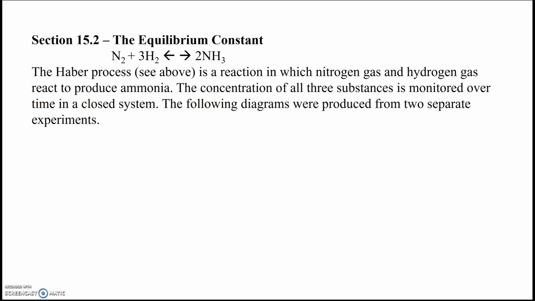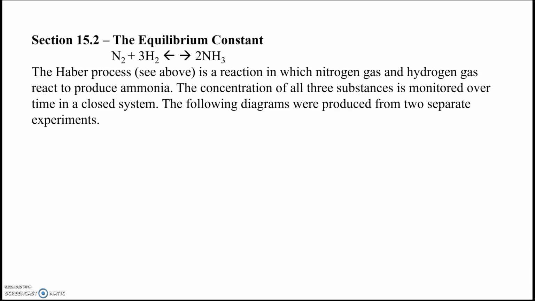All right, we look at the next section, which in your notes is labeled section 15.2, because in the book from which these notes come, that's section 15.2. So we've got the Haber process, a very important industrial application. This is where nitrogen plus hydrogen reacts to form ammonia.